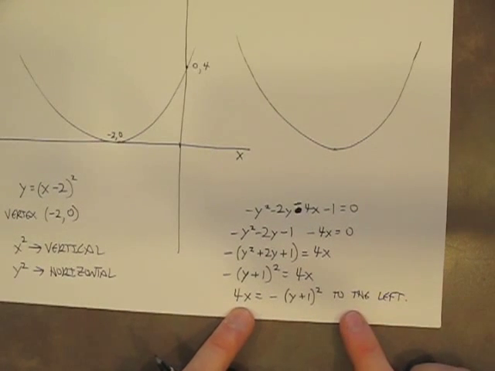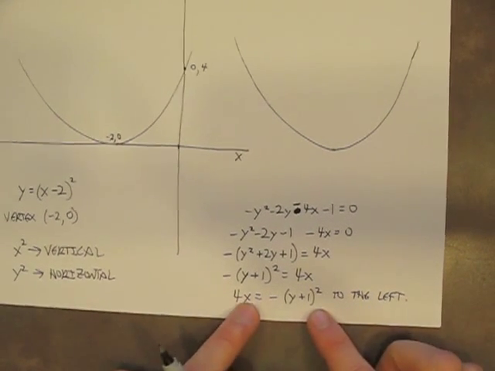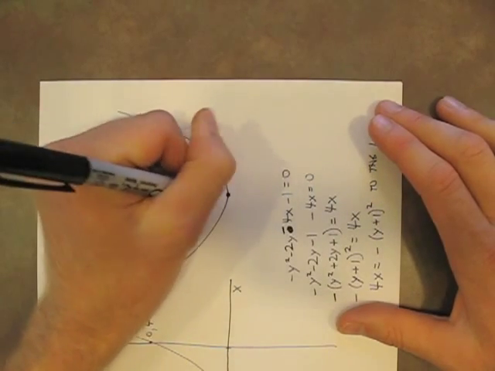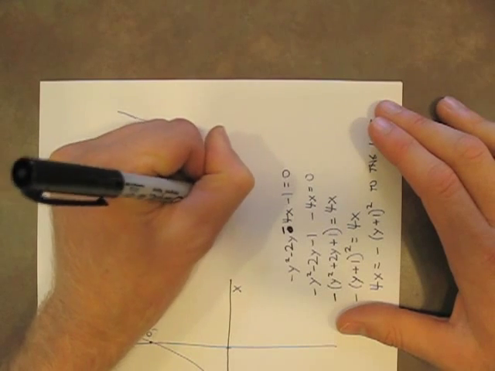And so now here, let's go back here. My vertex is going to be 0, negative 1. So this point here is going to be 0, negative 1.